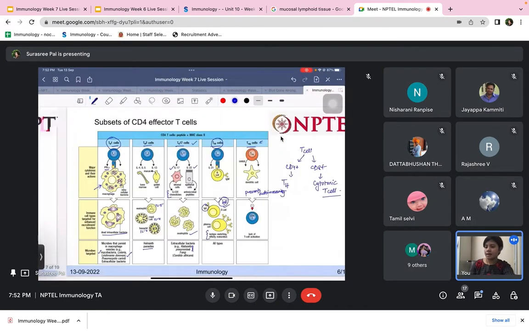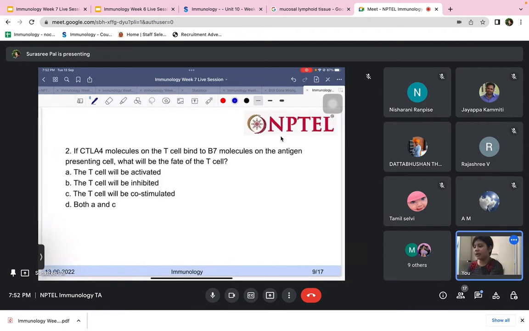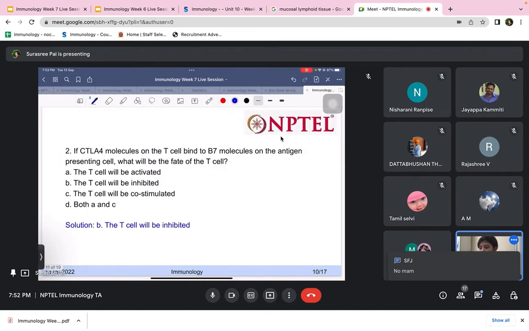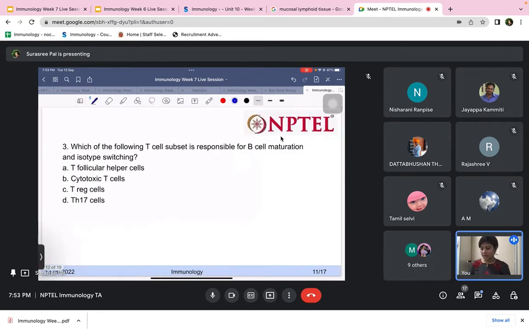Okay, so the correct answer will be B, the T cell will be inhibited. Does anyone still have any doubt in this question? Okay. So this is the correct answer. Moving on to the next question.